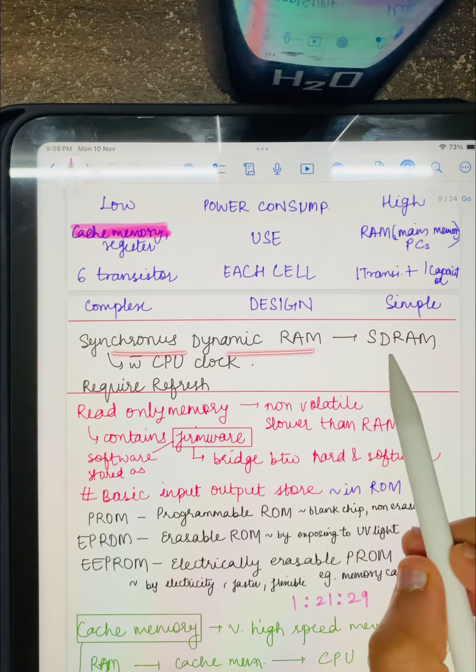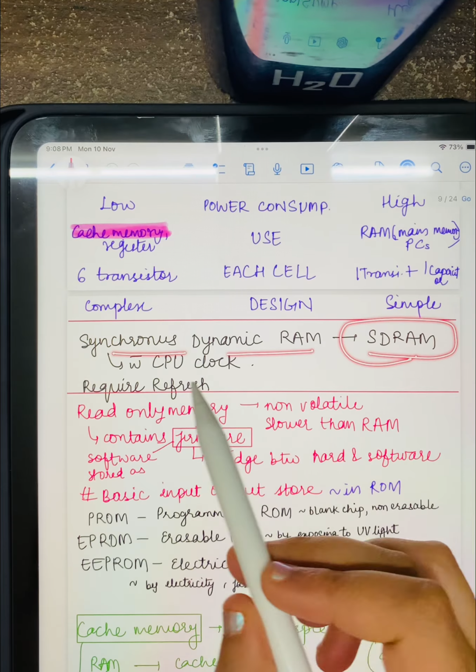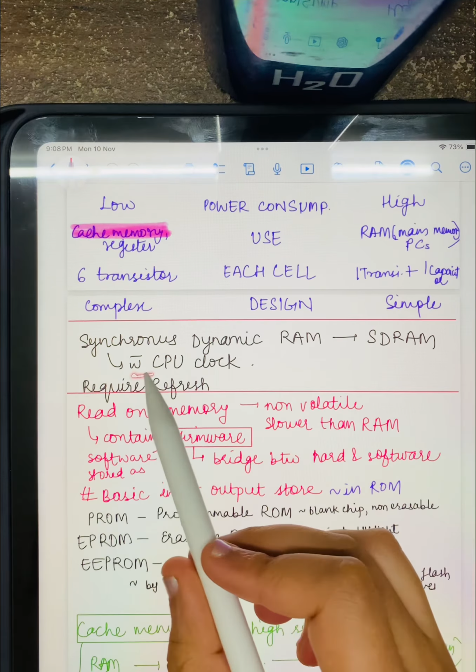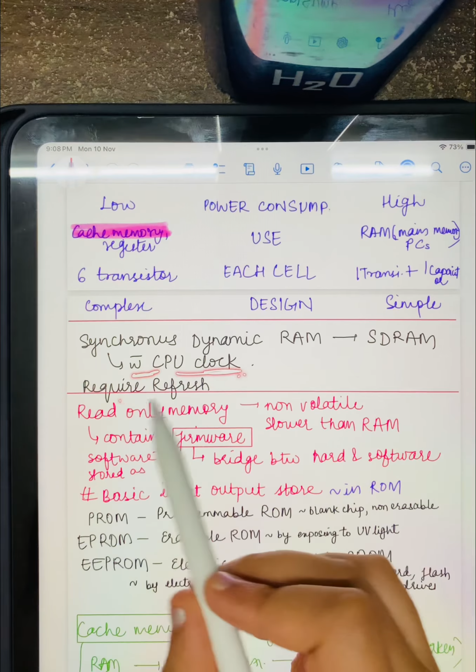Synchronous dynamic RAM is called SDRAM. Synchronous dynamic RAM works with the CPU clock. It requires refresh.